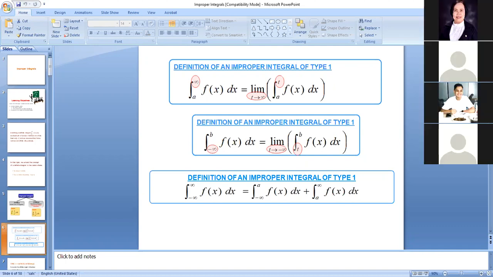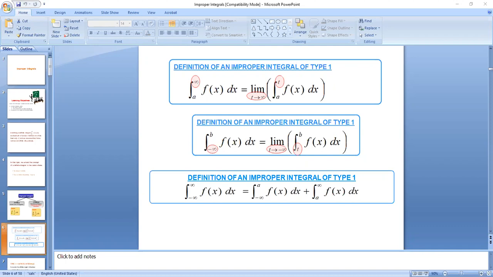Okay, negative infinity. Now, what's the third type? This is the third type class. Both limits are infinite. So from negative infinity to positive infinity.